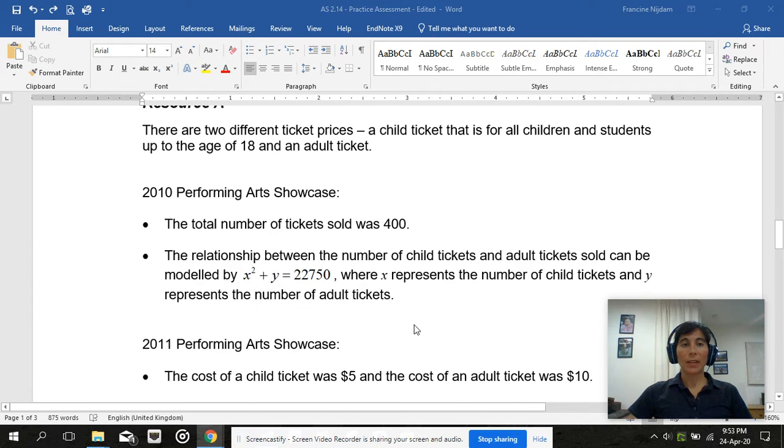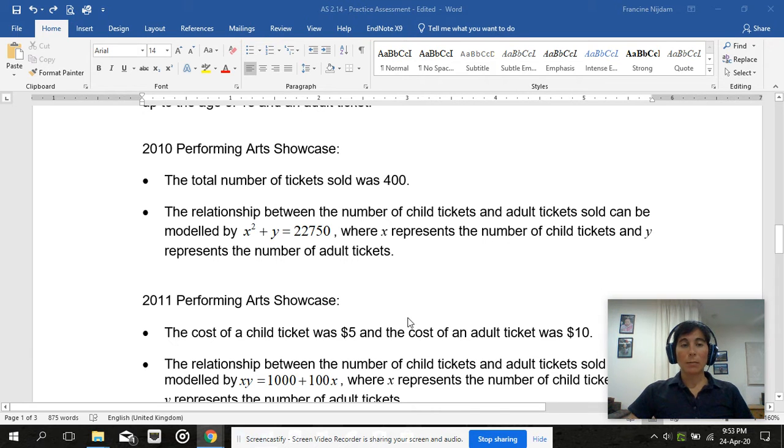Resource A. There are 2 different ticket prices, a child ticket that is for all children and students up to the age of 18 and an adult ticket. For 2010, the Performing Arts Showcase, the total number of tickets sold was 400. This is the first bit of information we've actually been given, so I'm going to highlight that.